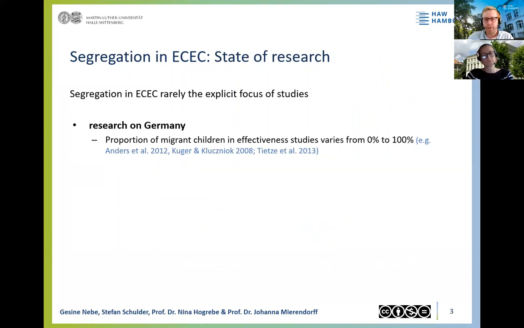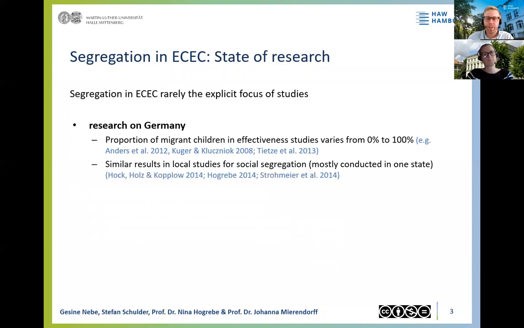Despite its relevance, only a few studies explicitly address segregation in ECEC in the German context. Educational effectiveness studies that consider preschool composition show ethnic segregation with differences between 0 and up to 100% of children with German as a second language, for example. Local studies show similar results also for social segregation, but these are mostly conducted in the federal state of North Rhine-Westphalia, a state with a high population density located in the west of Germany.